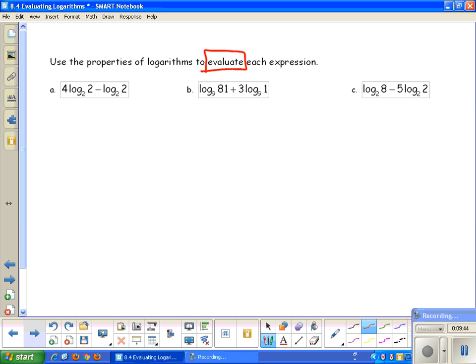For instance, let's say I was trying to evaluate 3 to the second power. Well, 3 to the second power would be equal to 9. That would be evaluating it. So I need to figure out what these logs are equal to. Using my properties, the first thing I would have to do is bring this up as an exponent, because you always want to do the order of operations, exponents come first.